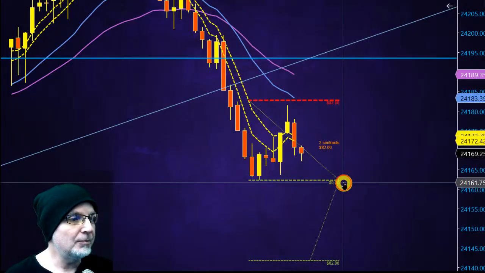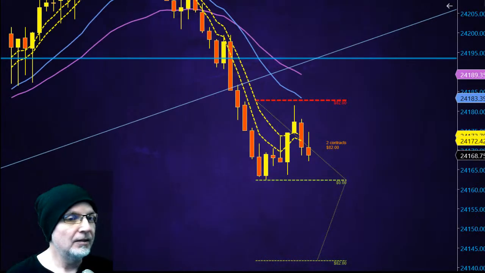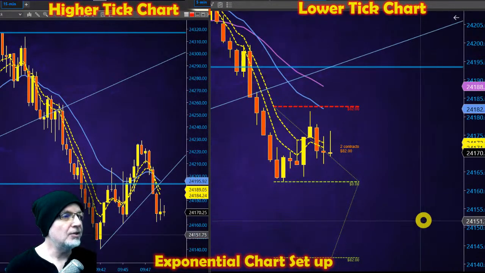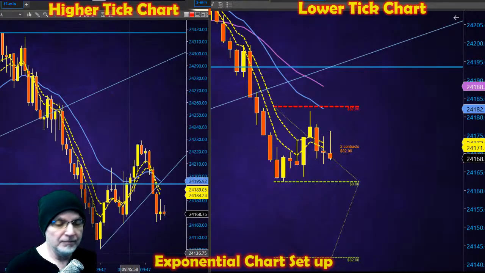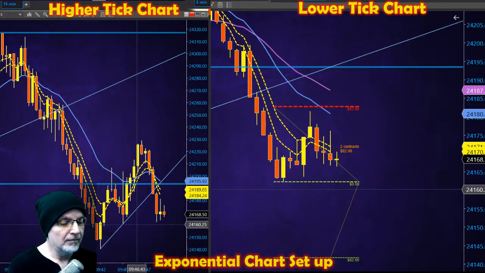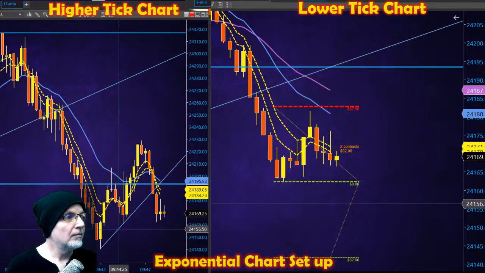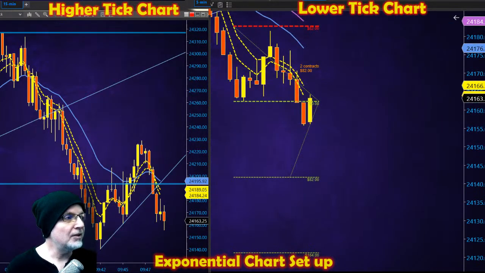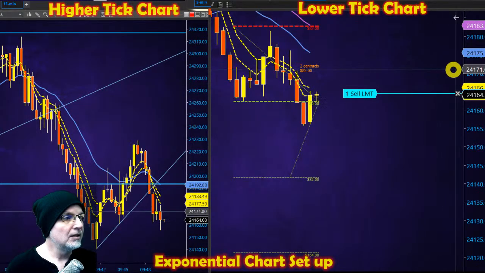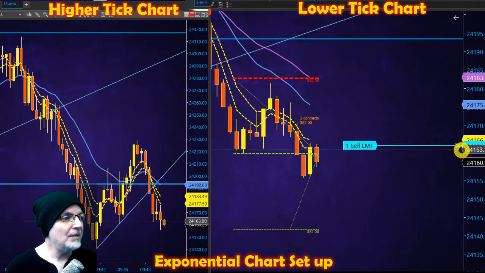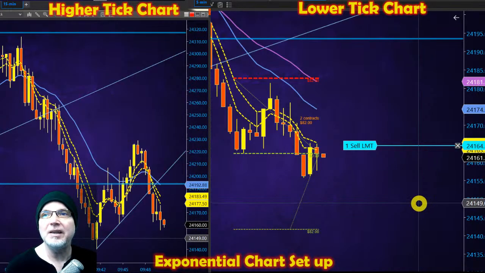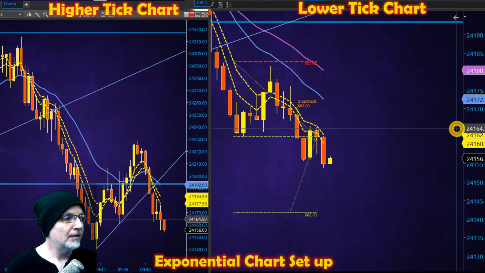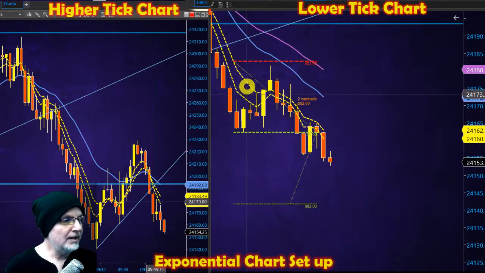That's a $40 risk, bro. If it keeps going, looks good on the exponentials. I like how it's setting up on the higher tick chart too. It would be nice if it kept going. Oh, there it goes. Oh, come back up and give me a sell. Order submitted. Hit me, hit me. Dang it, it didn't get me. Come on. Order canceled. I tried to get that short.